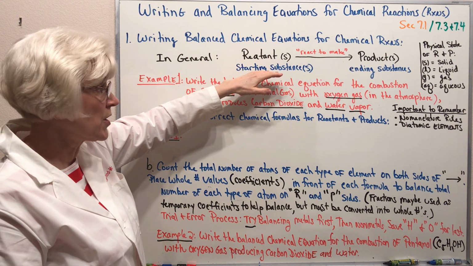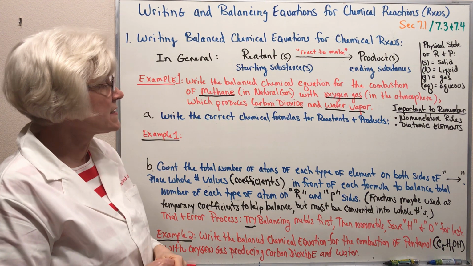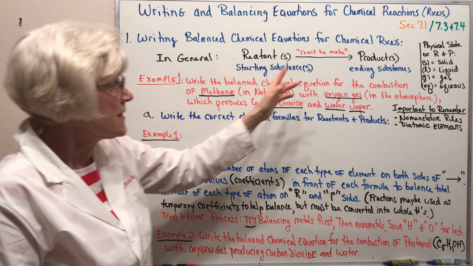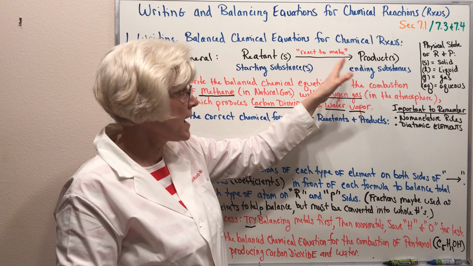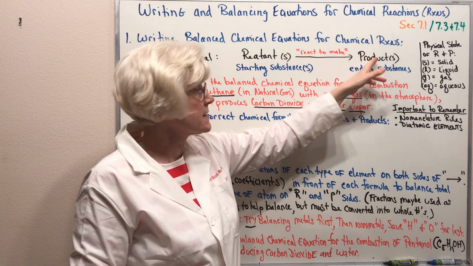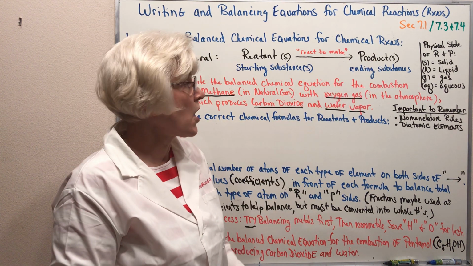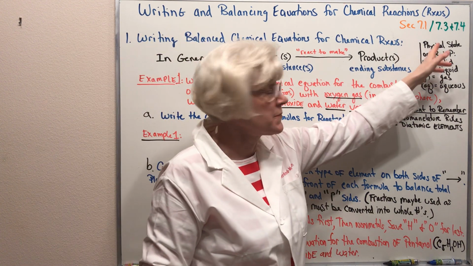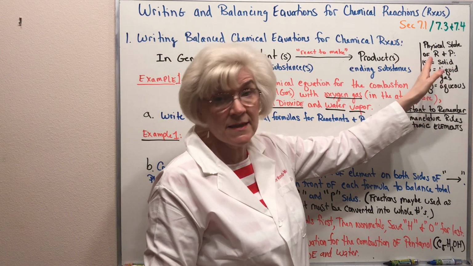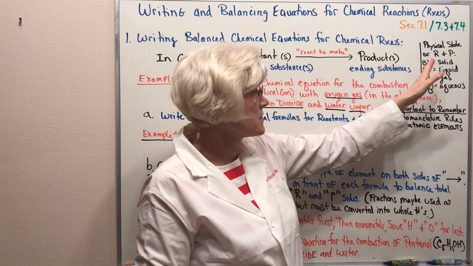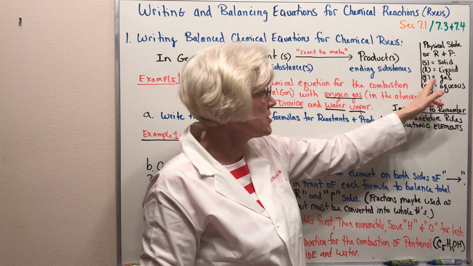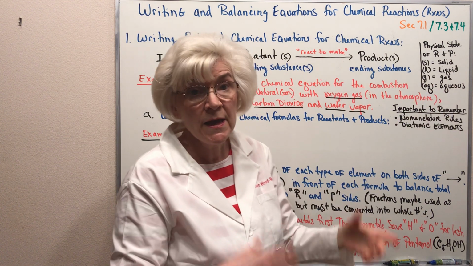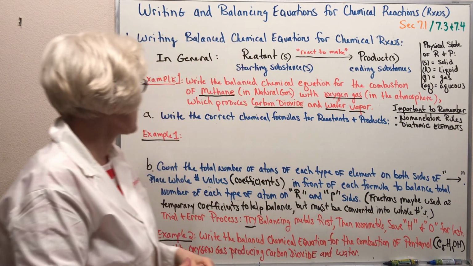In general, when you write a chemical reaction, the format is to always put the reactants, which are the starting substances, on the left side of the arrow. The arrow means that these starting substances will react to make or produce your ending substances, known as the products. You also have the option of indicating the physical state of the reactants and products: S indicating solid, L liquid, G gas, and AQ meaning dissolved in water, or aqueous.